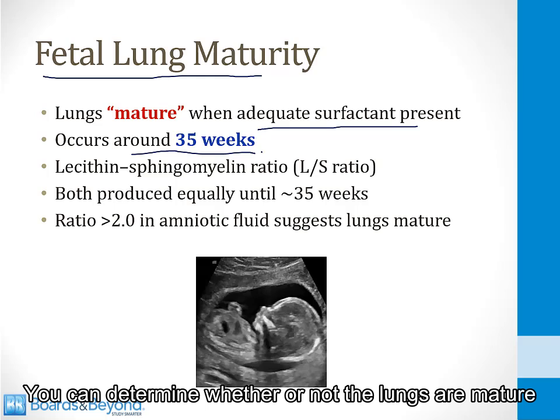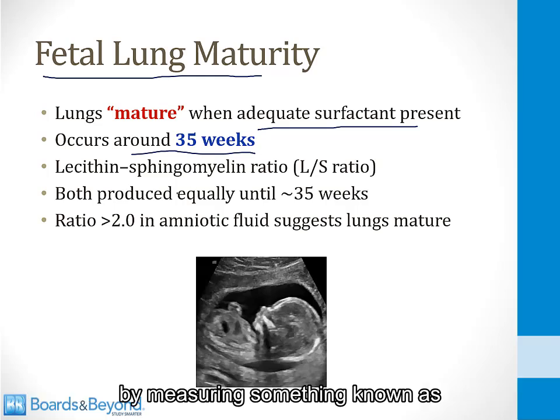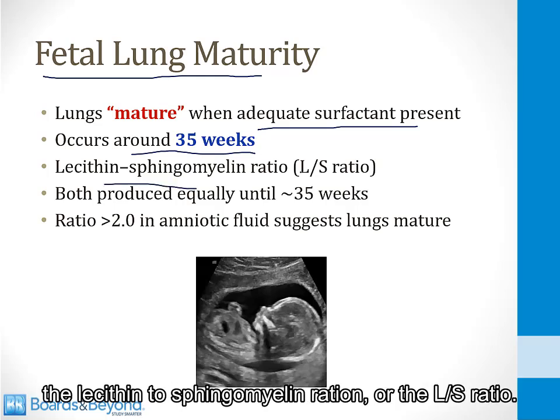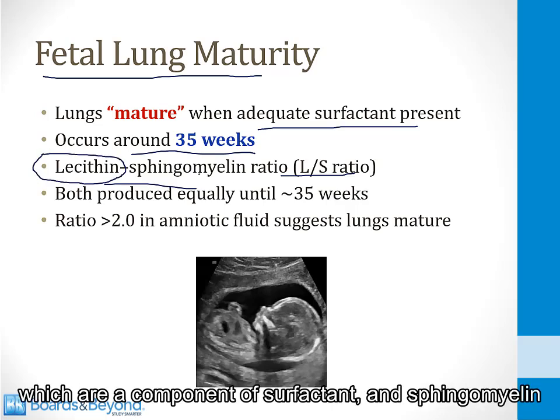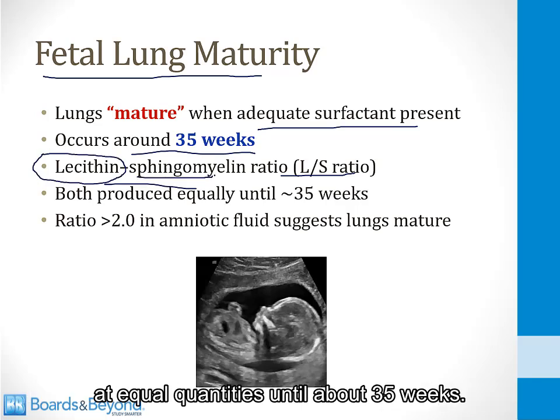You can determine whether or not the lungs are mature by measuring something known as the lecithin to sphingomyelin ratio, or the L/S ratio. Basically, the baby produces both lecithins, which are a component of surfactant, and sphingomyelin at equal quantities until about 35 weeks.